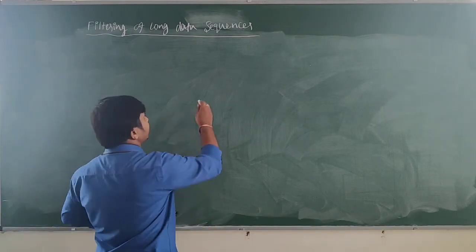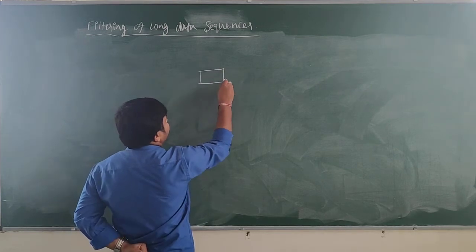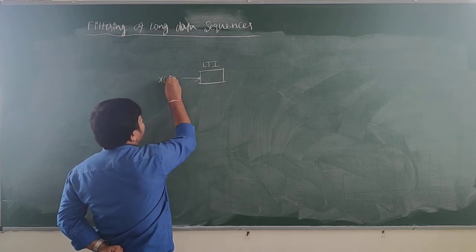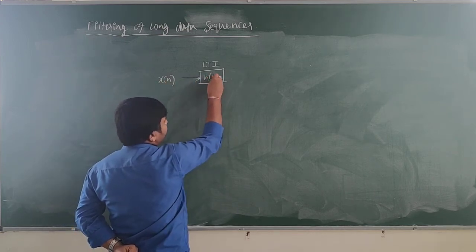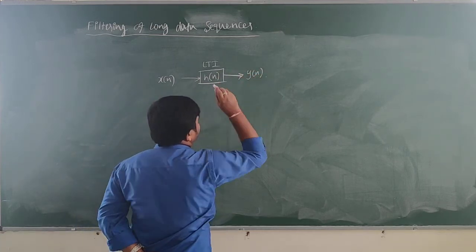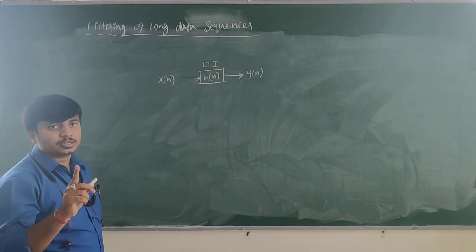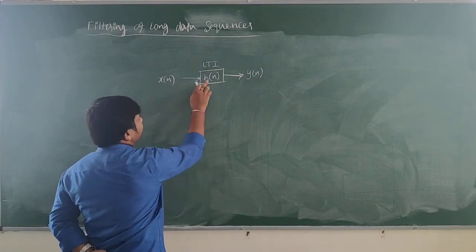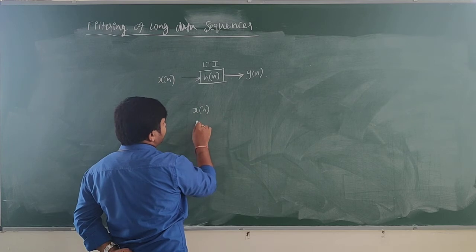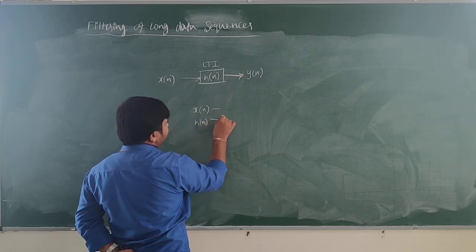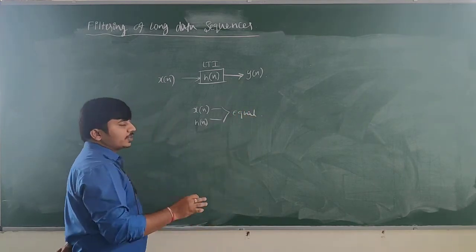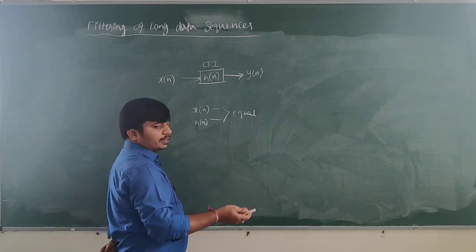Yesterday I told you that we will be having an LTI system. The input to this LTI system is x of n, which convolves with the impulse response h of n and gives you the result y of n. Yesterday we performed linear convolution and circular convolution on this x of n and h of n. We assumed that if the lengths of x of n and h of n are equal, then we can get identical results.